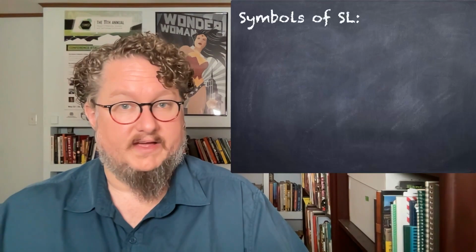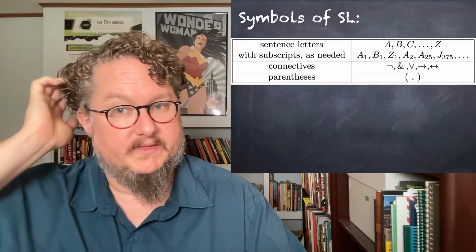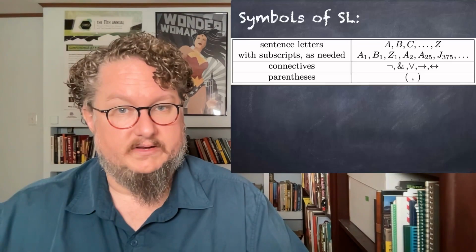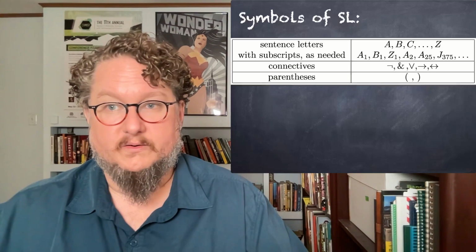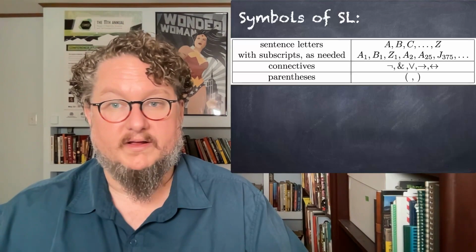There's a handy chart in the book for this. SL is made up of sentence letters, A through Z, capital letters. You can also use subscripts if you need to. You can add a little subscript to your letters if you need more than the normal amount or if it is a little easier to do the translation. You have the five connectives that we've talked about, the logical connectives, and parentheses. These are all the components that go into an SL expression.